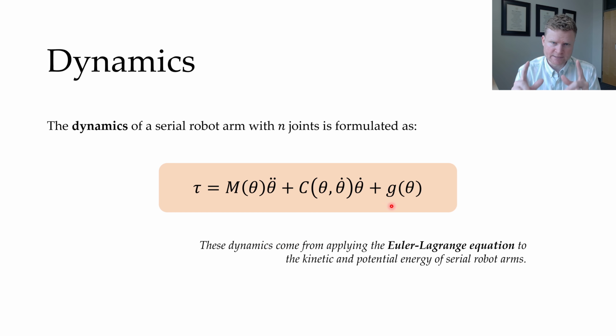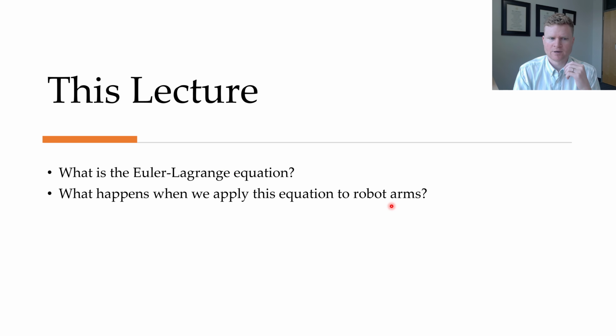Now, again, the dynamics you're seeing right here come from applying the Euler-Lagrange equation to the kinetic and potential energy for serial robot arms. It's just that we've gone through this process many times and we recognize that we can write this in some sort of standardized form. All right, so I've introduced the Euler-Lagrange equation and I've explained what happens when we apply that equation to robot arms. If you want to practice the Euler-Lagrange equation a bit more, I encourage you to check out the practice set. You can see it in the discussion or the pinned comment. The first page has the questions and the following pages have the answers.